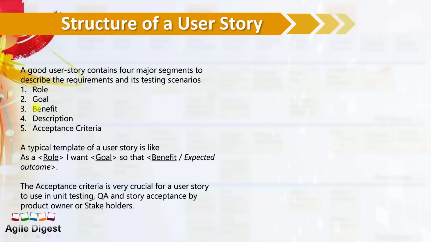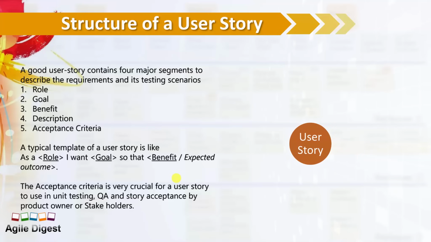For this title of role, goal, benefit, a very good practice of writing is: as a role, I want a goal, so that the benefit or expected outcome. The acceptance criteria is very crucial for a user story to use in unit testing, so that a tester can create test cases from it. The product owner or the stakeholders can verify against the acceptance criteria they had, and how they will be able to verify that.